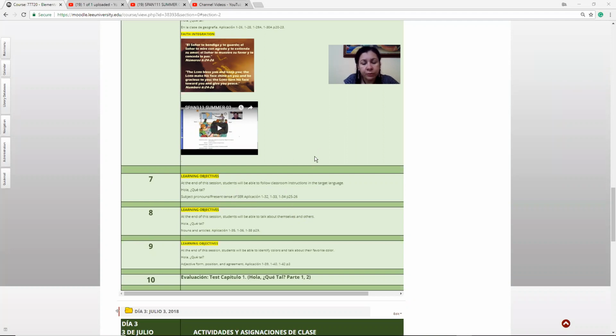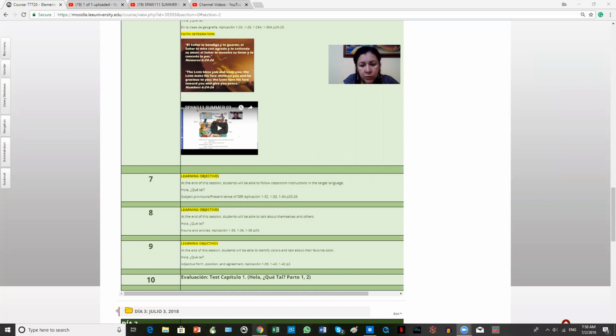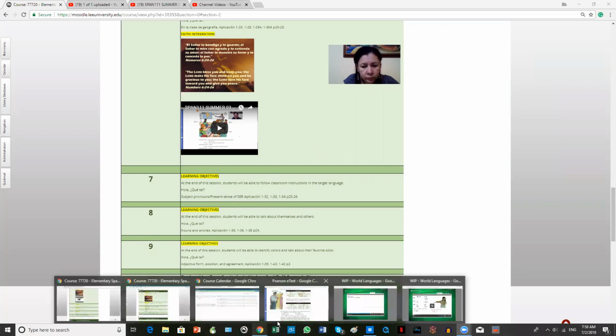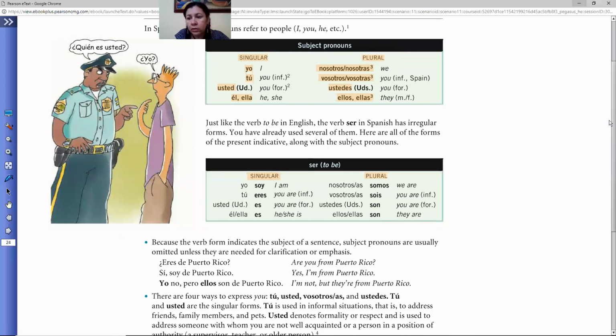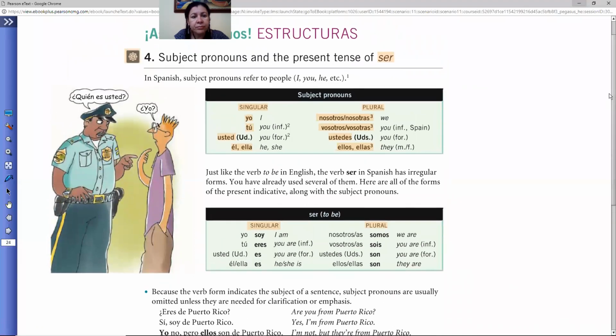So let's go. On the textbook, we're gonna find ser and estar. Ser, only ser, not estar. We're gonna find it on page 24. See? The verb ser refers to what in English is to be, but in Spanish we have ser and estar, we have to. Let's start working first on subject pronouns. See?